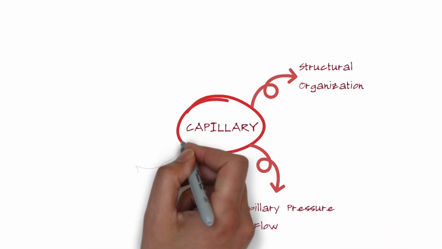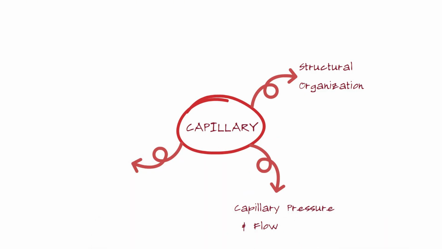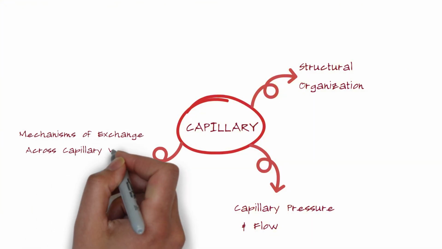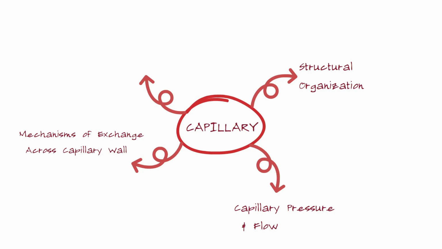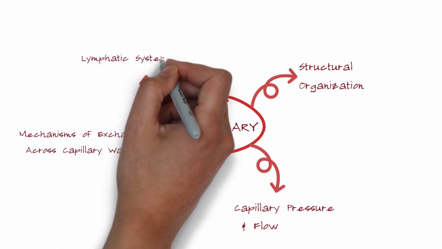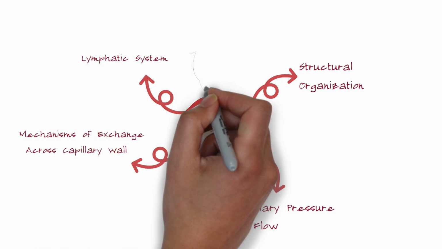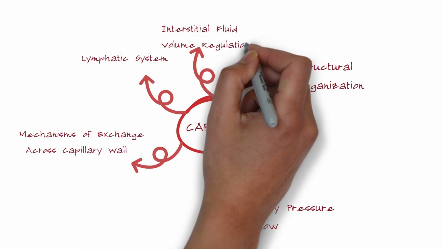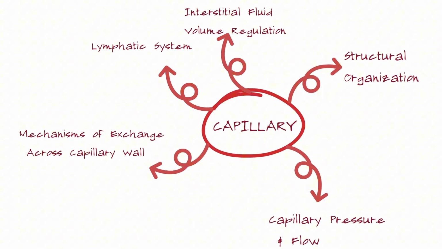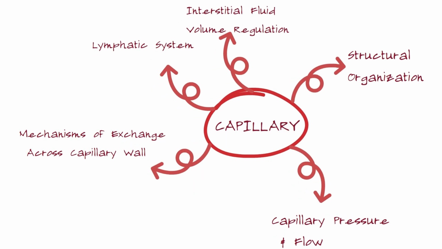Second, we will understand capillary blood flow and pressure. Third, we will discover how nutrients and gases are exchanged through the capillary. Fourth, we will explore the lymphatic system and its role in fluid balance. And finally, we will finish with the interstitium and edema. So let's start our MemoMap by talking about the structural organization of the capillary.